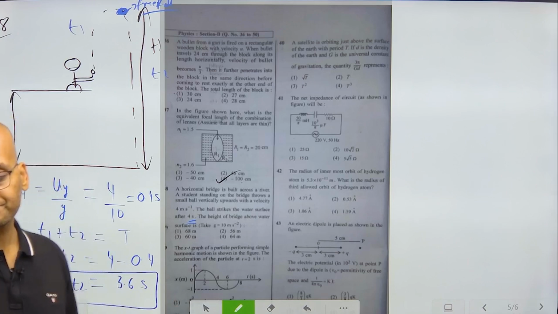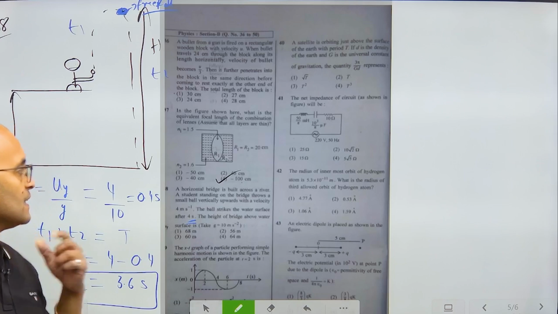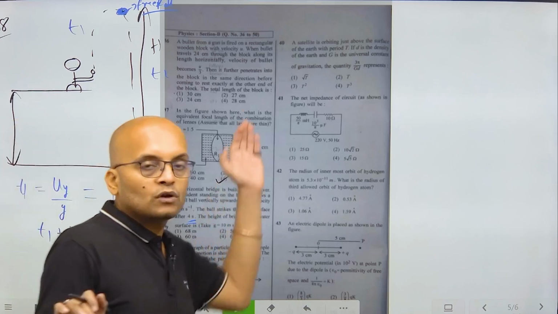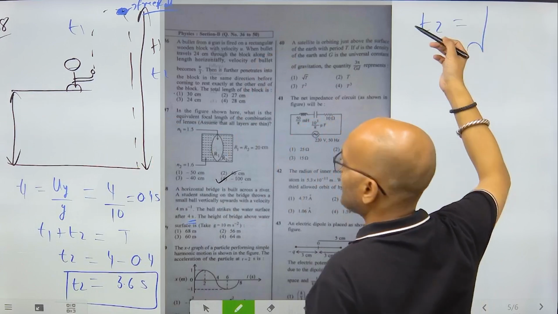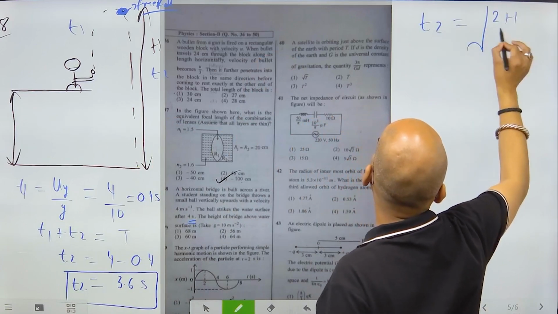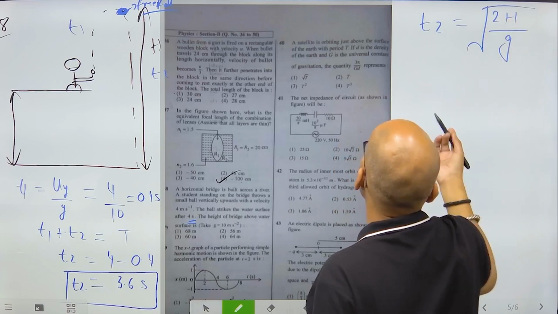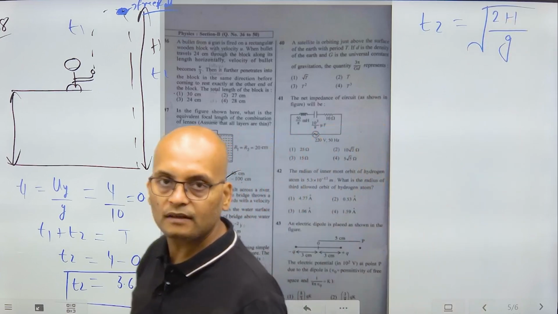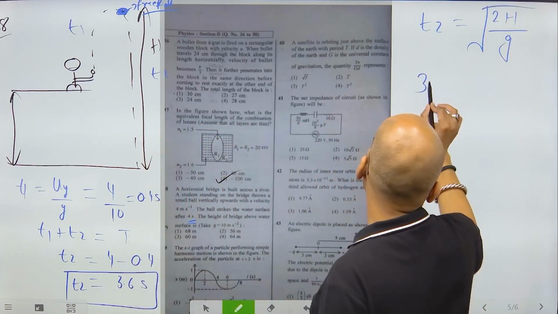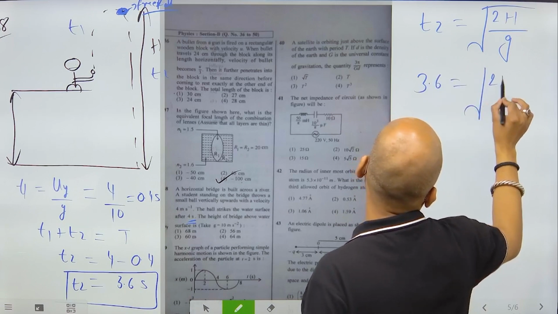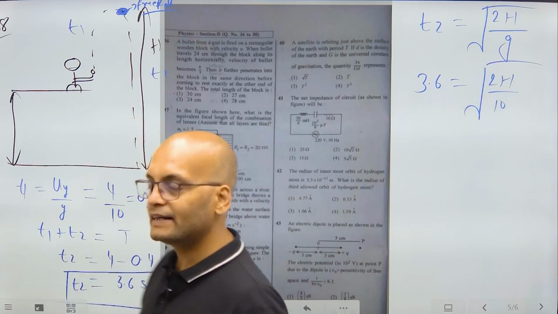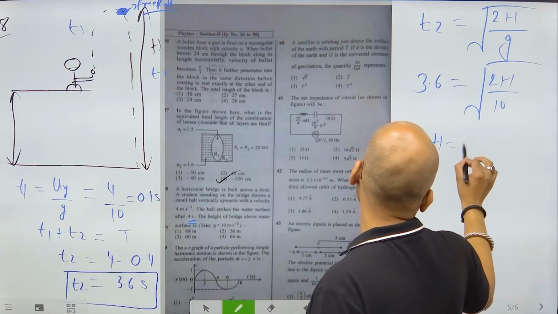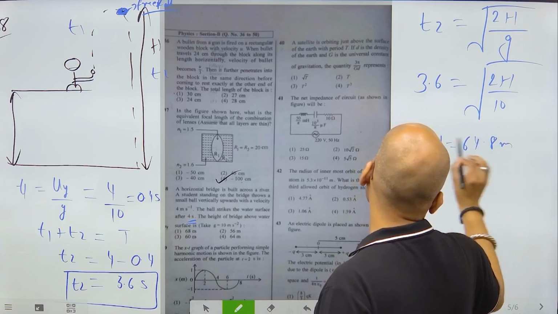Yes or no? Right. T2 comes out as 3.6 seconds. How to calculate T2? It is doing free fall. For free fall, time is given by the square root of 2h by g. Put the values: 3.6 is equal to the square root of 2h upon 10. Solve it. H comes out as 64.8 meters.